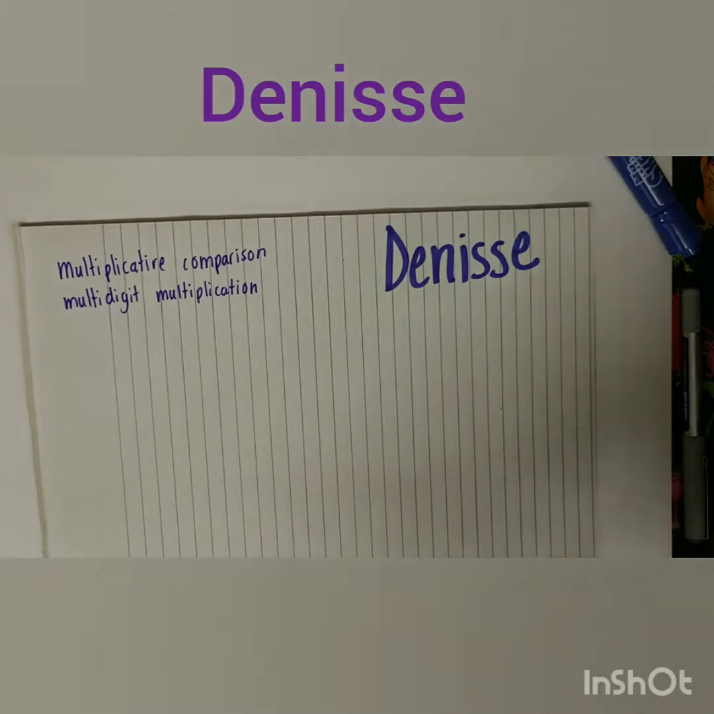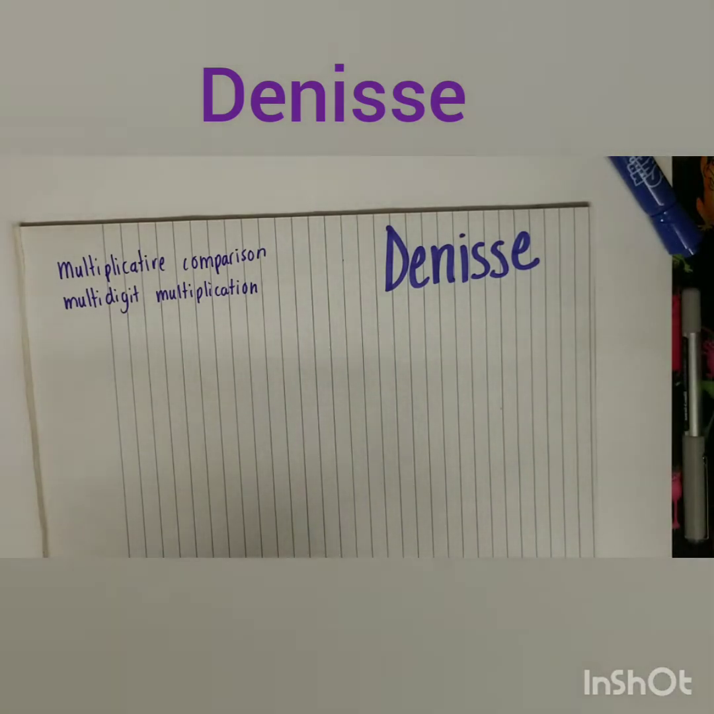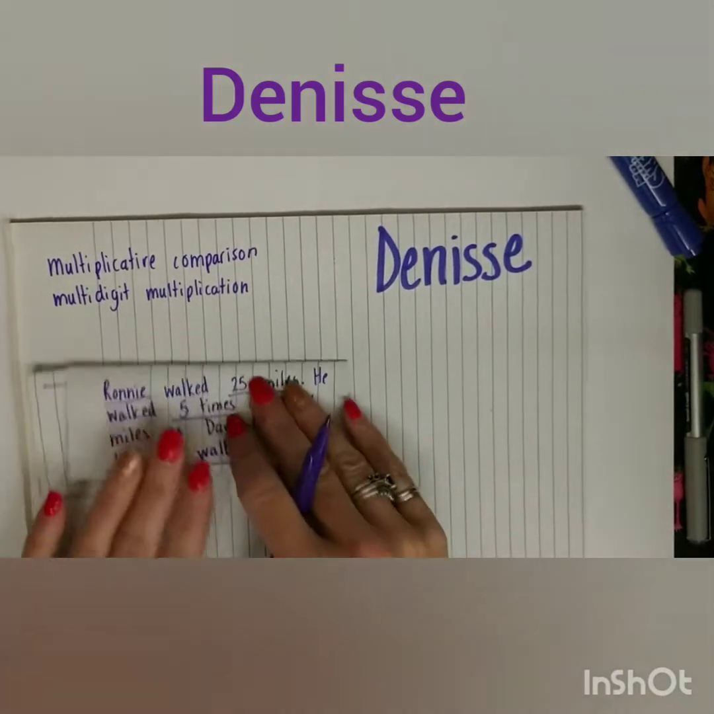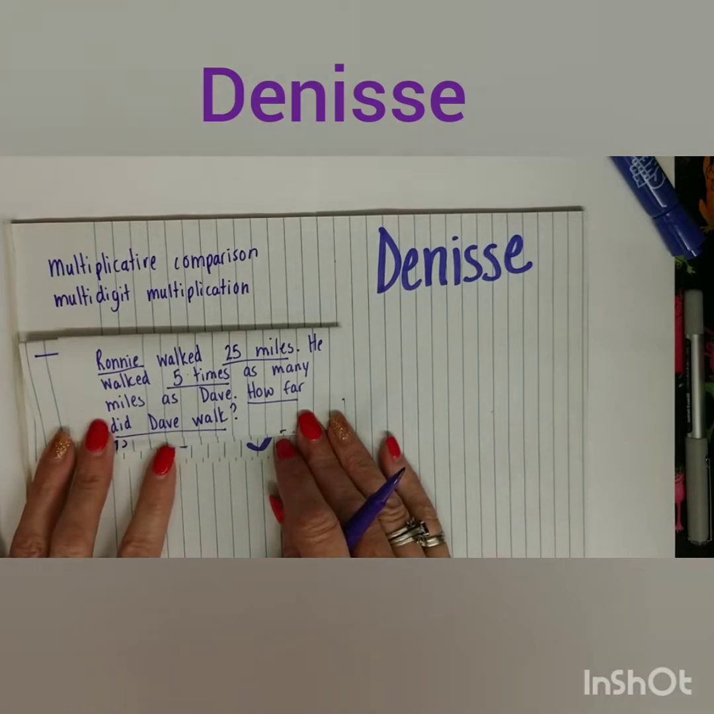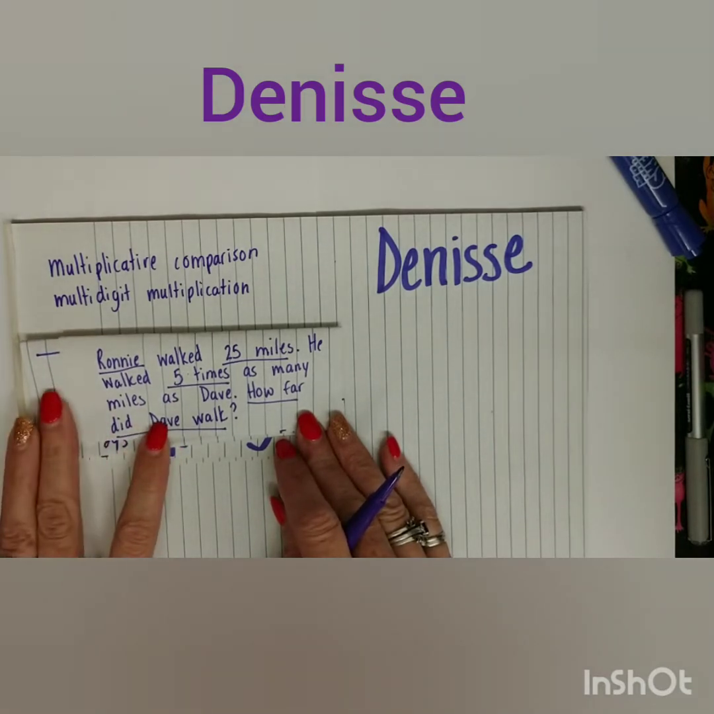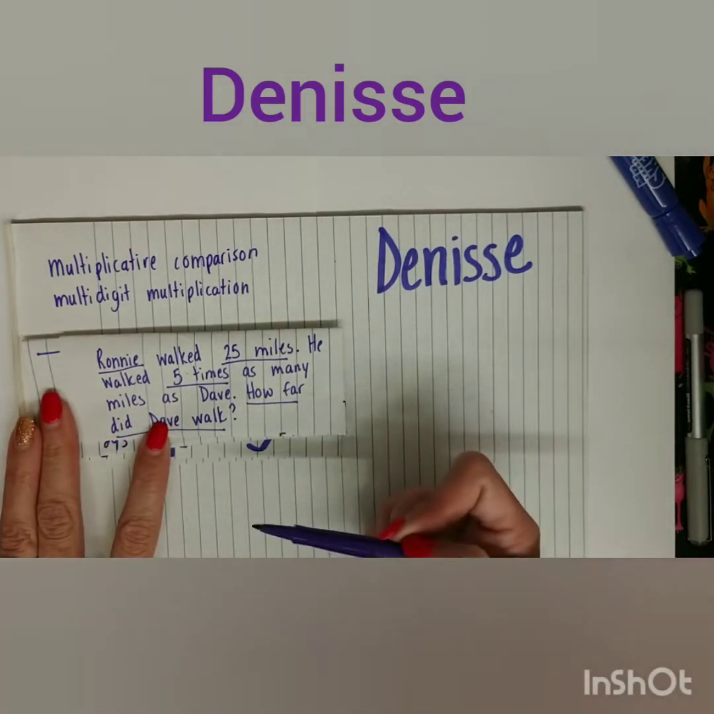Up here, I don't want to write it twice, and I already used this one before. So here's our word problem. It says, Ronnie walked 25 miles. He walked 5 times as many miles as Dave. How far did Dave walk? So we've underlined what do we know and what are they asking.